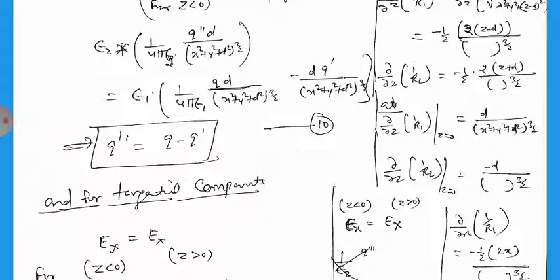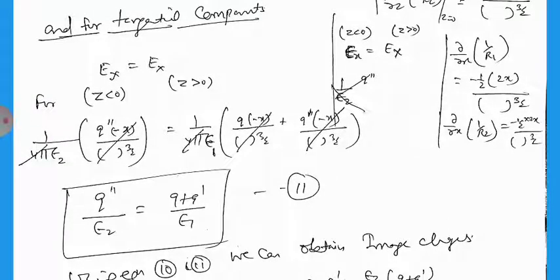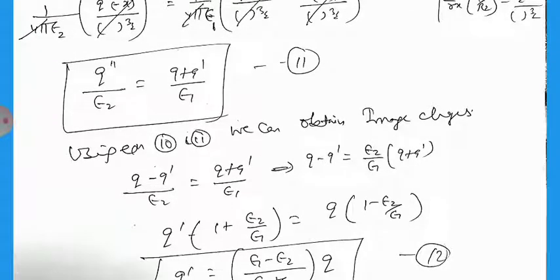And for the tangential components, for the second one we can write Ex equal to Ex, here for z less than 0 and z greater than 0. So 1 by 4 pi epsilon 2, q double dash times the x term divided by something, equal to 1 by 4 pi epsilon 1, q times the same term. So this gives q double dash by epsilon 2 equal to (q plus q dash) by epsilon 1.